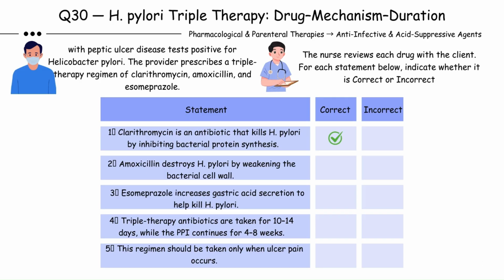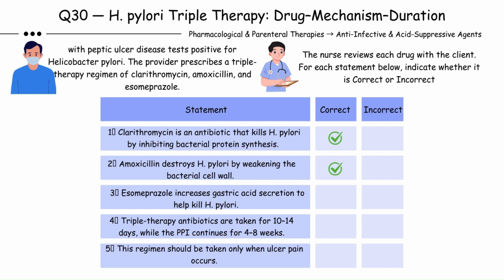This statement is correct. Clarithromycin is a macrolide antibiotic. It blocks bacterial protein synthesis, weakening H. pylori and helping eradicate the infection. Statement 2. Amoxicillin destroys H. pylori by weakening the bacterial cell wall. This is also correct. Amoxicillin is a beta-lactam antibiotic, and it disrupts cell wall formation, another core part of H.